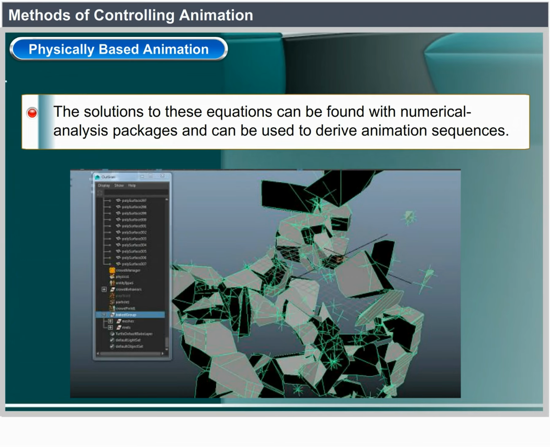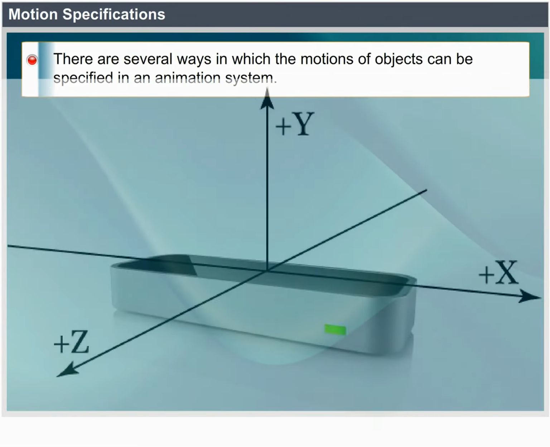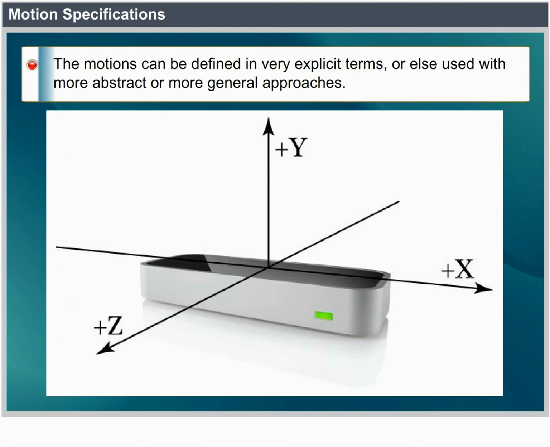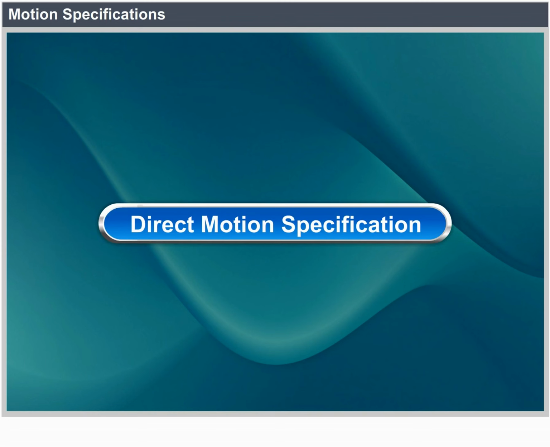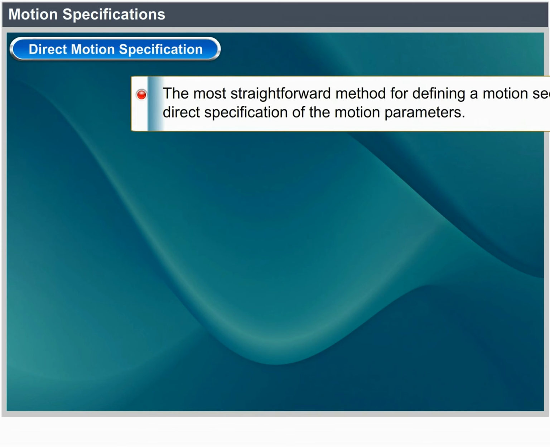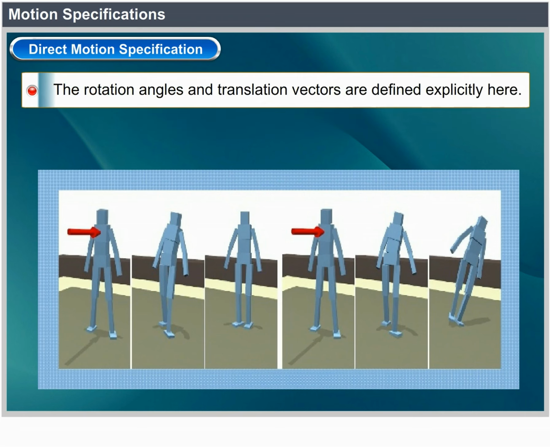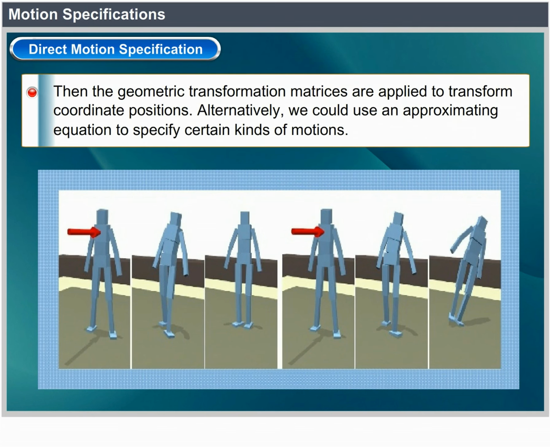Motion specifications. There are several ways in which the motions of objects can be specified in an animation system. We can define motions in very explicit terms, or we can use more abstract or more general approaches. Direct motion specification. The most straightforward method for defining a motion sequence is direct specification of the motion parameters. Here we explicitly give the rotation angles and translation vectors. Then the geometric transformation matrices are applied to transform coordinate positions. Alternatively, we could use an approximating equation to specify certain kinds of motions.